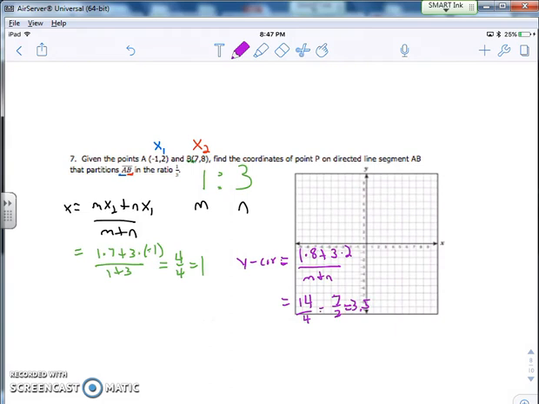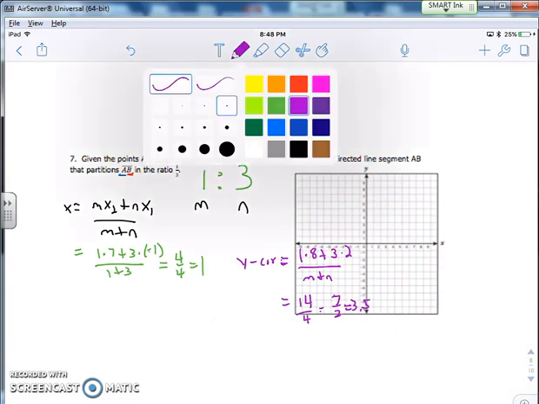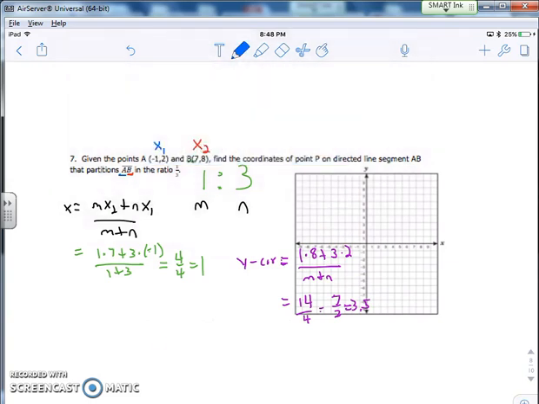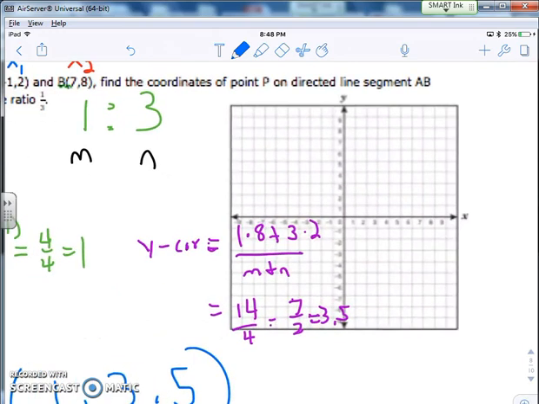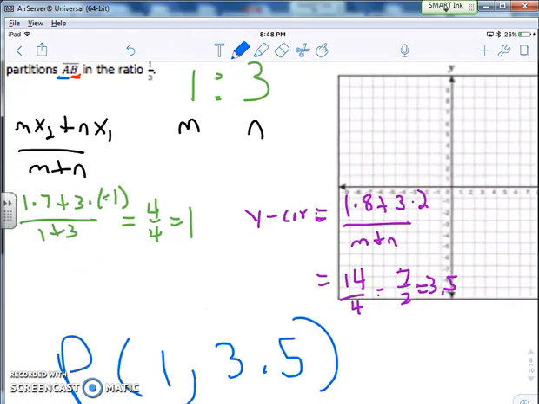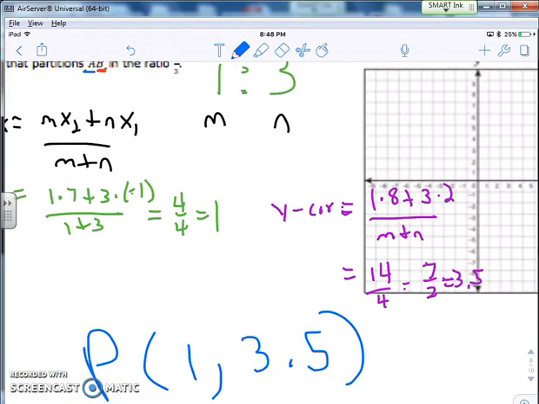Okay. The last step is to write this as an ordered pair. So our x value is 1, our y value is 3.5. It said find the point P, so we'll label this as point P. That's it. You may pause and go back as needed. Zoom in a little bit. Here's the work. And I'm about to move on.